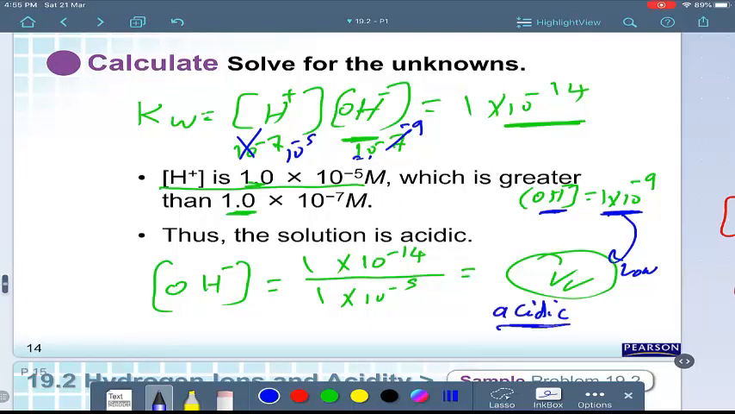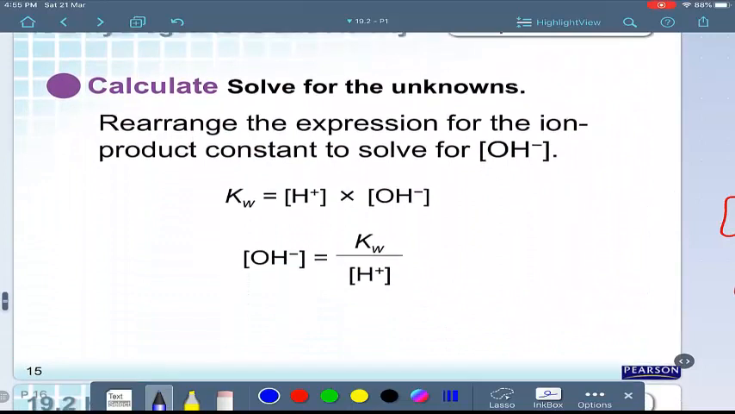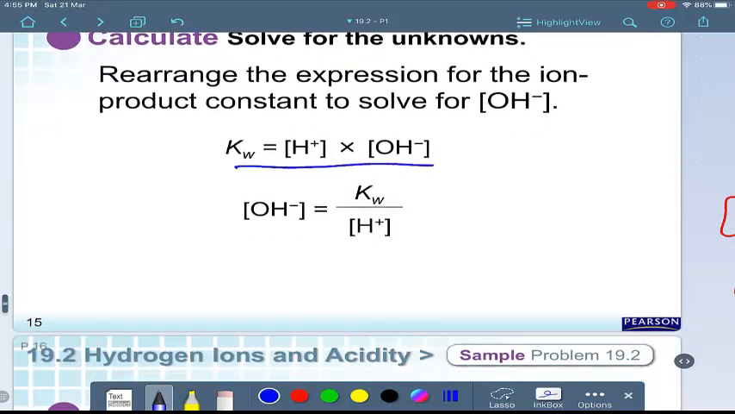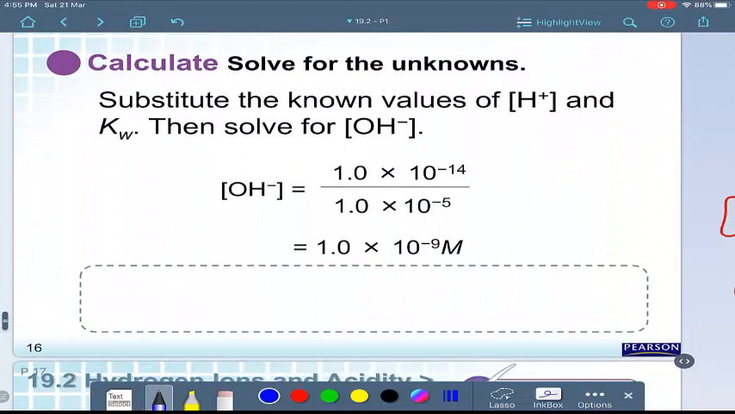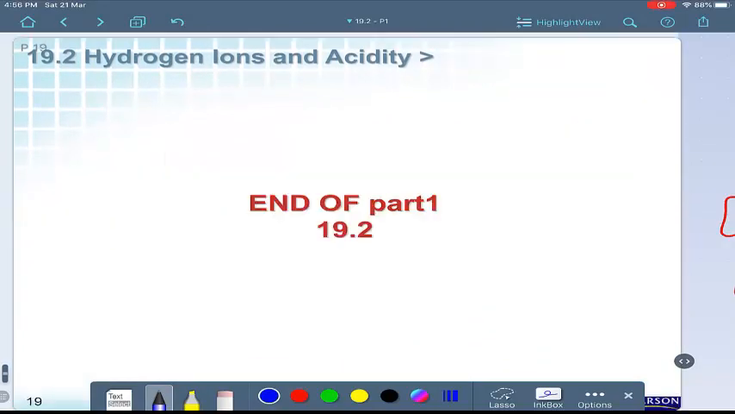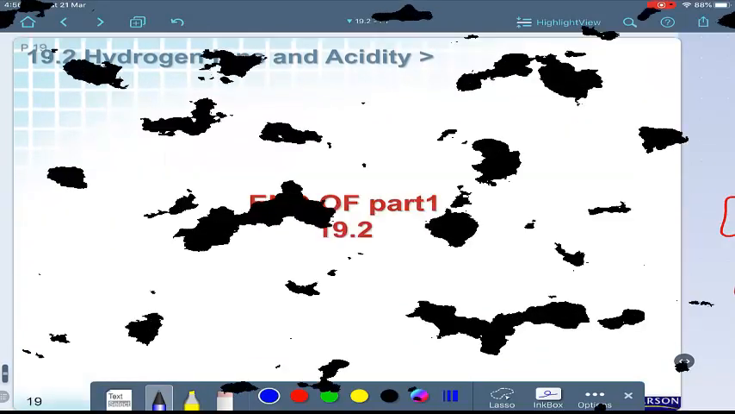So you can use this method as well, only if you have coefficient 1. Look, this is the equation I explained, and if you want to calculate OH, it is 1 times 10 power of negative 14 divided by the value you have provided here, 1 times 10 power of negative 5, for example. You can calculate the value, and it will be 1 times 10 power of negative 9, as I said. Okay, so a low value for OH means a high value of H, which means acidic. This is the end of part 1 of our lecture.